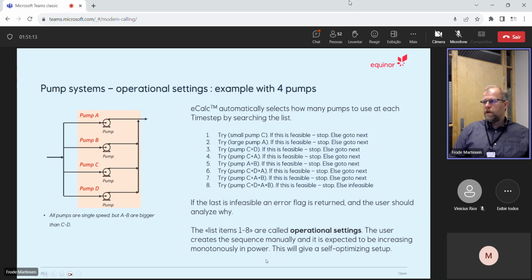Now, an example. Let's say you have four pumps, but they are not the same size. A and B are bigger than C and D, so the sequence is a bit complex now. We don't know what's smart. So you try one small pump. If this is feasible, go to next. Then you try one large pump. If that fails, try two small pumps. If that fails, try one small and one large. If that fails, try two large. If that fails, try two small and one large, etc., until you try all combinations. And this list is called the operational settings.